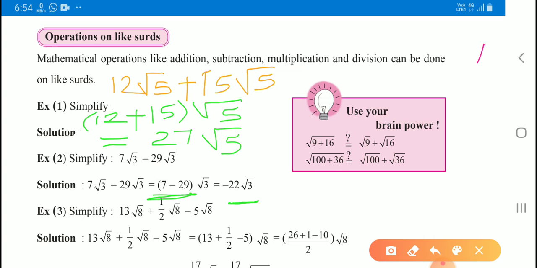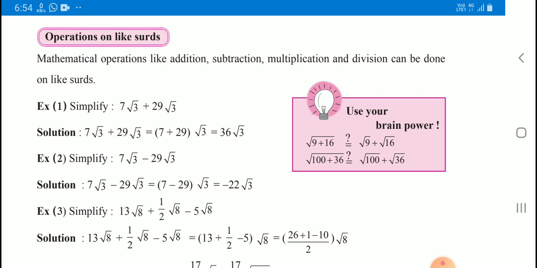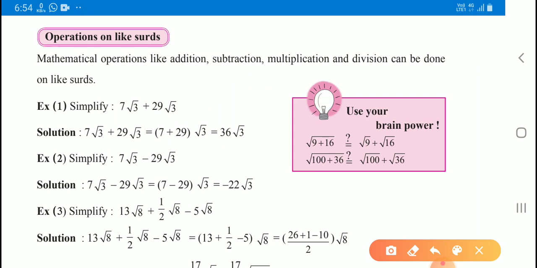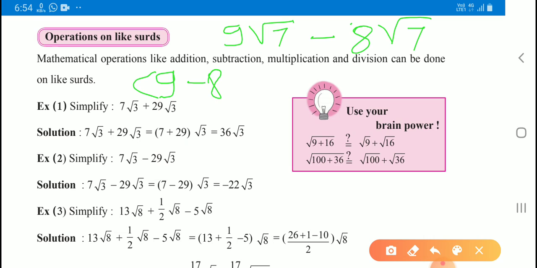In that place again I will take another example. I will write here 9 root 7 minus 8 root 7. How to solve? 9 minus 8 root 7. You can write it as 1 root 7. Otherwise, if someone writes root 7, that is also correct.